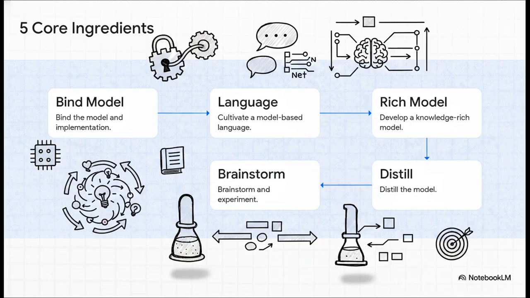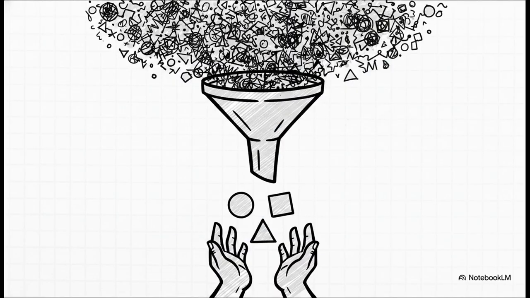3, develop a knowledge-rich model that really focuses on rules and behaviors. 4, distill the model, drop things like topology when they just aren't needed. And 5, constantly brainstorm and experiment. The biggest takeaway here is that knowledge crunching is absolutely not a solitary activity where a developer just hides in a basement. It's an active, team-based exploration.